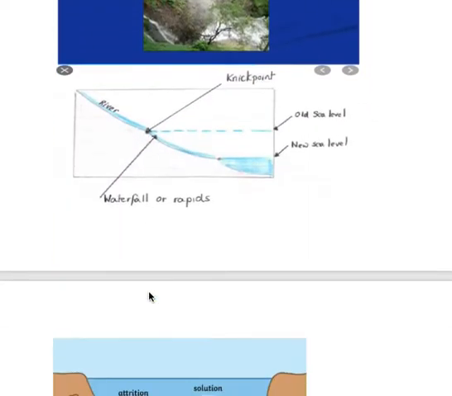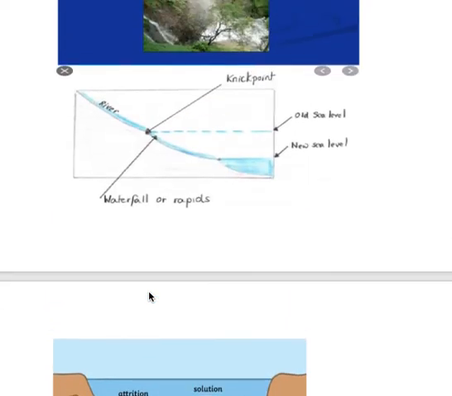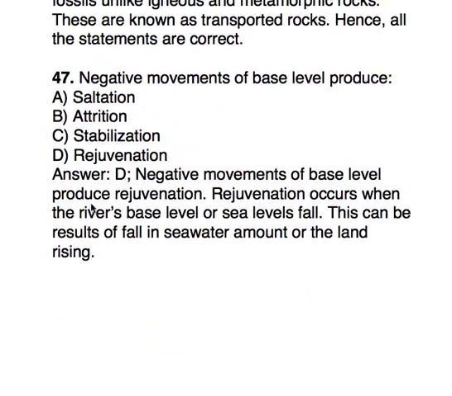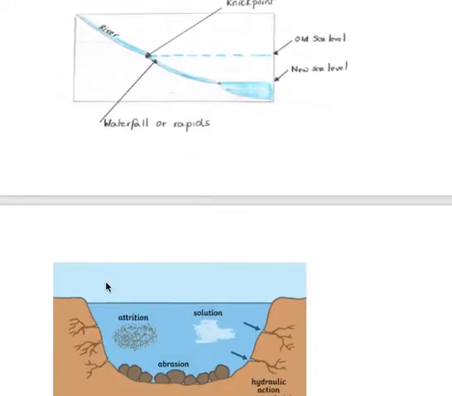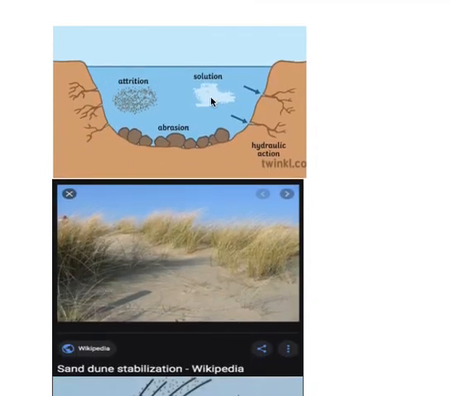Now there are other options like saltation, attrition, stabilization. All options are important, so we should understand what they actually mean. Look carefully at this diagram. Here the small dotted particles are flowing in the river. They collide with each other.